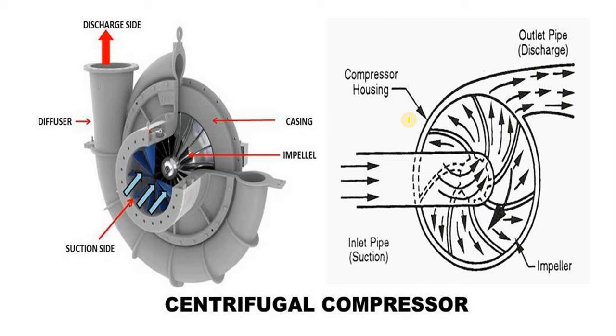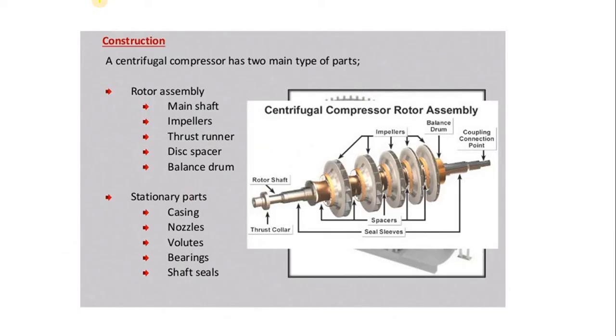So this is the cross section. This is the suction side from where the air continuously enters and passes through the impeller. From the impeller, the air comes in contact with the diffuser section, and from the diffuser section the high pressure air moves out through the discharge line. So this is the basic working principle of the centrifugal compressor.